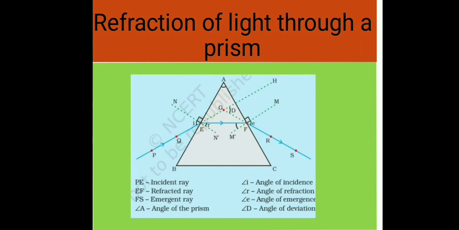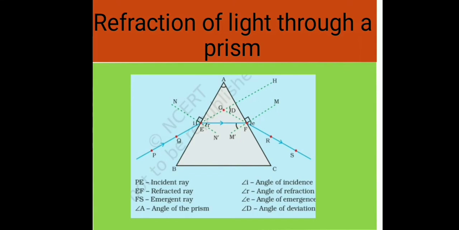Refraction of light through a prism. Now to understand this topic, we have to consider a triangular glass prism. It has two triangular bases and three rectangular lateral surfaces. These surfaces are inclined to each other. The angle between its two lateral faces is called the angle of prism.